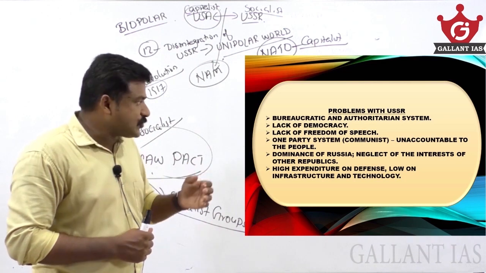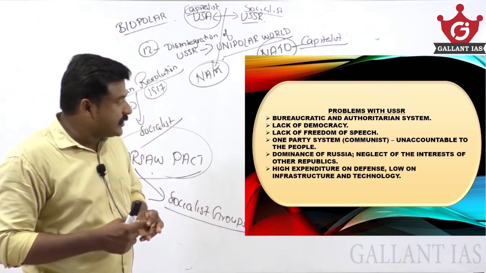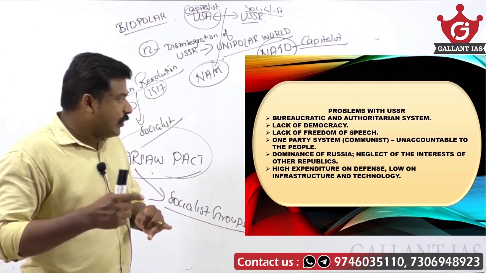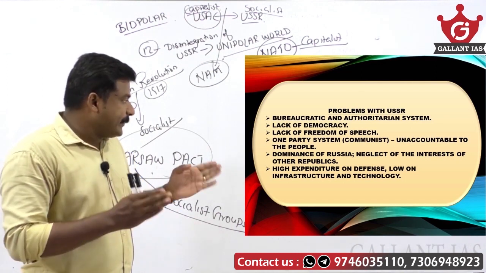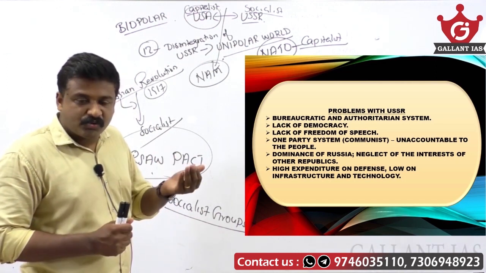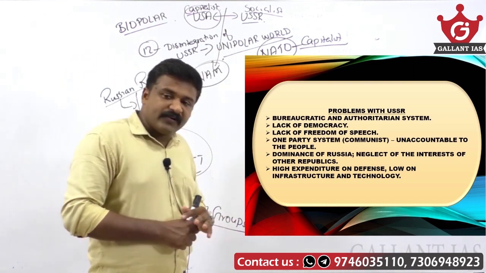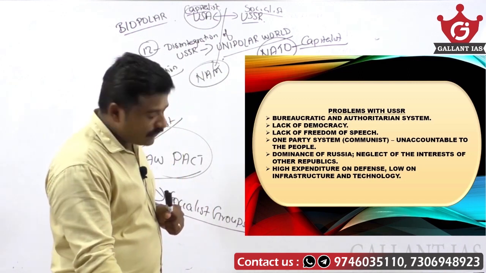In the later stages, the USSR faced these kinds of problems: bureaucratic and authoritarian system, lack of democracy, lack of freedom of speech, one party system, then non-accountability to the people, dominance of Russia, negligence of the interest of other republics in the USSR, then high expenditure on defense and war, then low spending on infrastructure, technology, and the public's welfare.